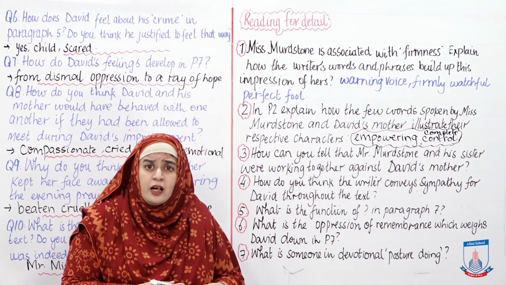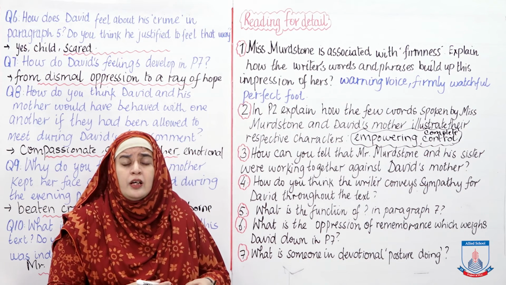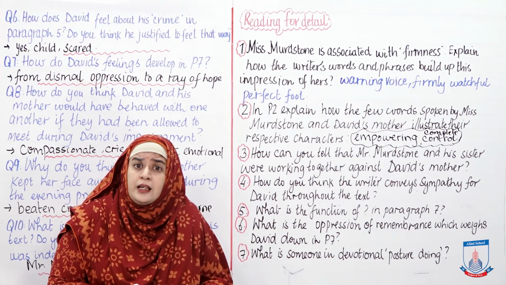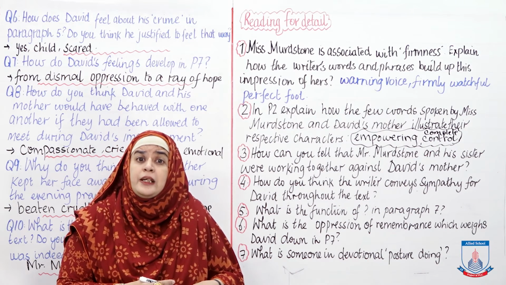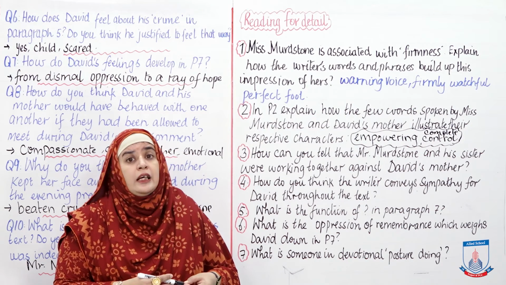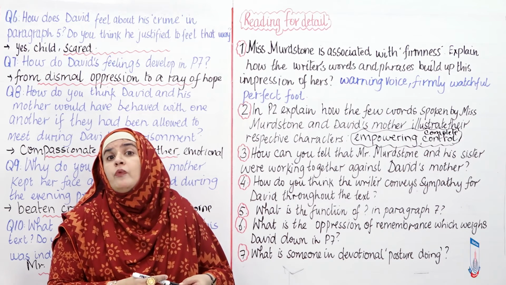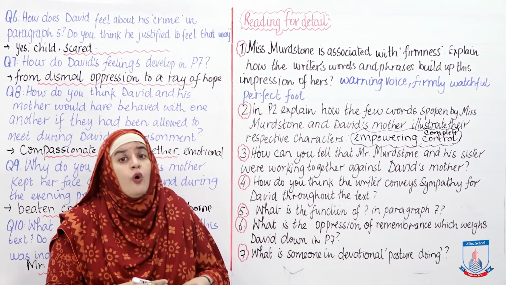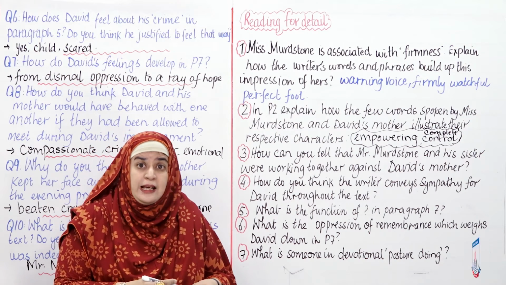So you can write the answer in this manner, that the oppression of remembrance that weighs David down is the memory which has stayed in his mind of the time that he was brutally beaten and imprisoned for 5 whole days, even though he was a child, but he was not allowed to see his mother, and his mother was not allowed to see him as well.